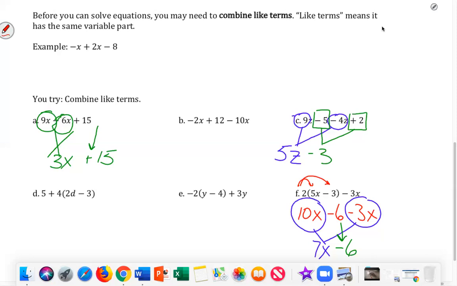What was your first step? I distributed the 4. Perfect. D and 3. And what did you get when you distribute the 4? 8D minus 12. And then what did you get after that? I added the 5 to the 12. And you got? 8D minus 17.